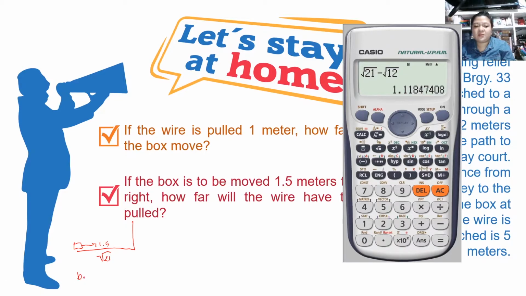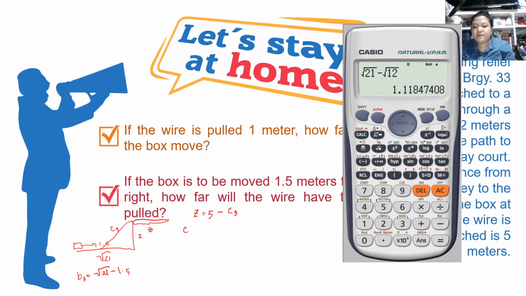So, ang bago nating base na tatawagin natin b sub 3 ay may sukat na square root of 21 minus 1.5. Ang height nito ay 2 pa rin. So, mula dito, syempre hihilahin ng pulley. Tawagin natin ang haba ng wire kung gaano kalayo ang hinila na z. At ito naman ay tatawagin natin c sub 3 dahil siya yung magiging bagong hypotenuse. Okay, paano natin malalaman ang sukat ni z? Si z, originally ang ating wire ay 5 meters. So, syempre, mababawasan siya ng c sub 3.